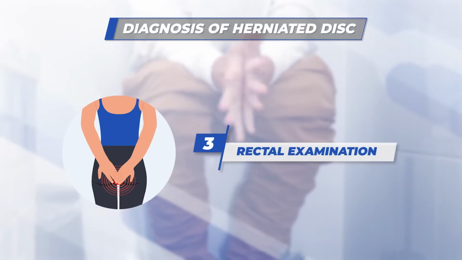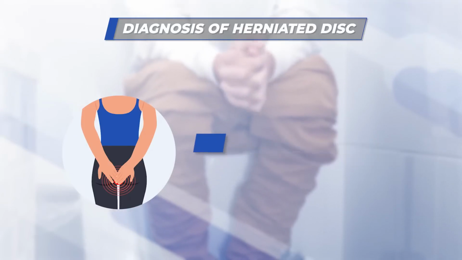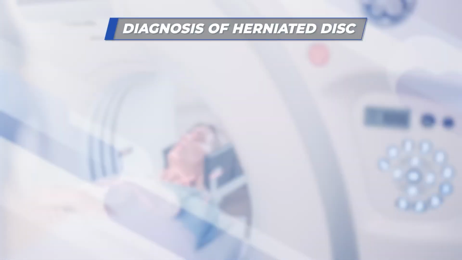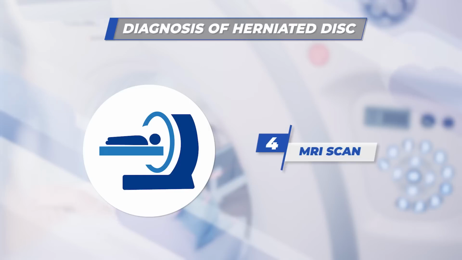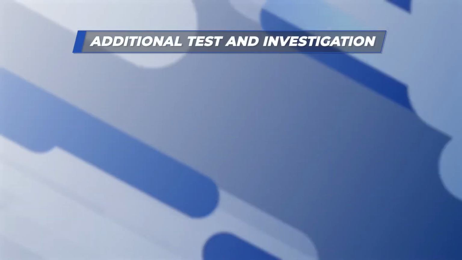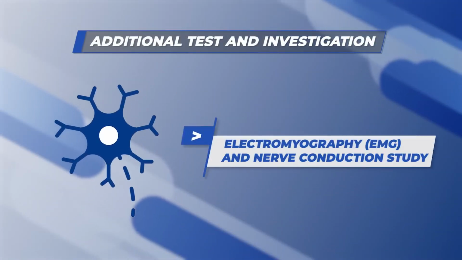After the whole examination, we may need another investigation, which is an MRI scan of the lumbar spine, to see if there is any herniation in the pictures. In some patients, an additional test such as EMG or a nerve conduction study may be needed to evaluate nerve function and nerve compression symptoms.